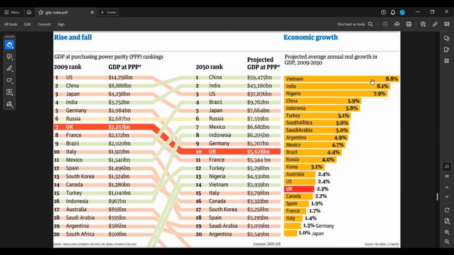And we look at projected average annual real growth in GDP 2009 to 2050, and we see that most of the developing world will have real GDP growth higher than most developed countries because of course they have more room to grow.